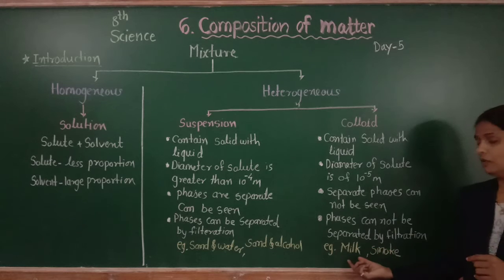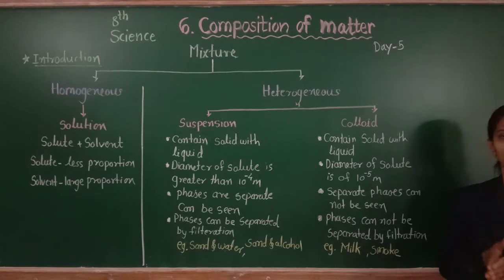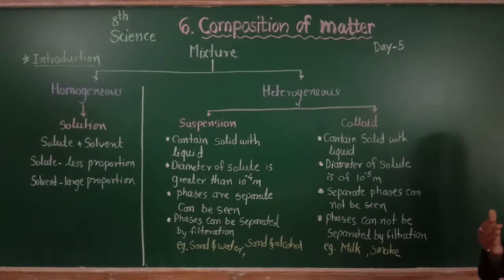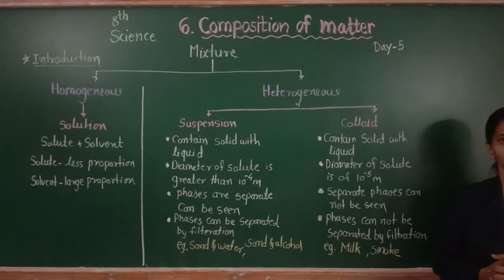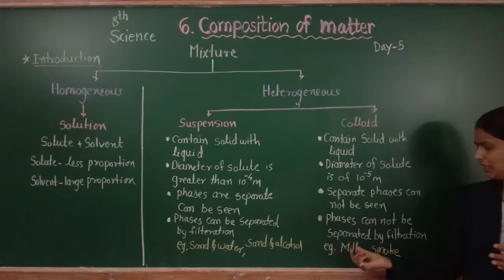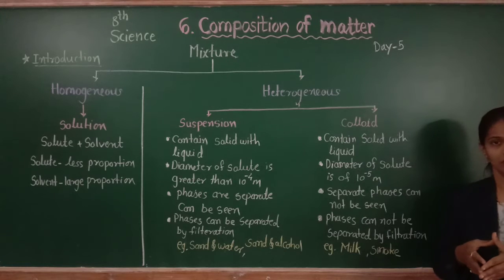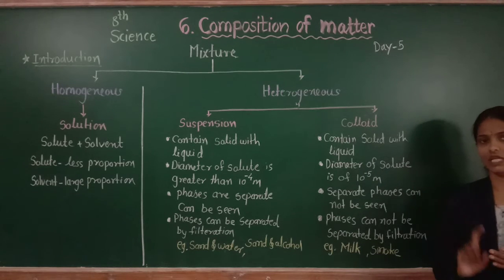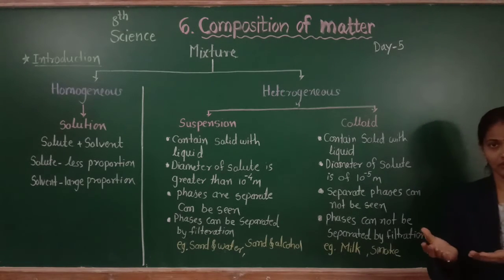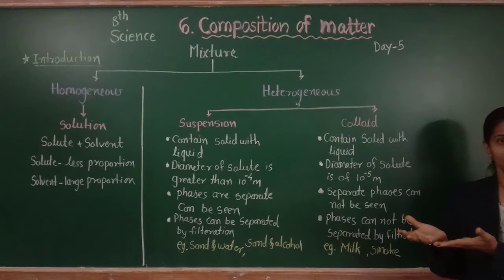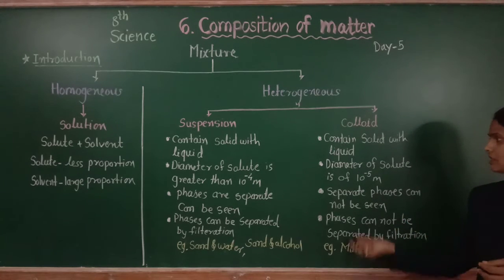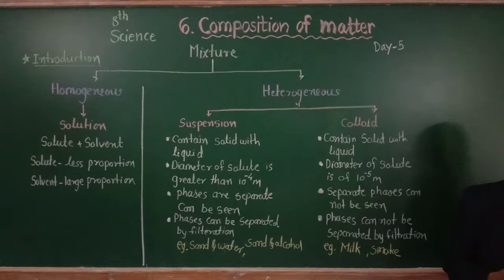For example, milk. We know milk is a heterogeneous mixture because it contains fats, protein, and water. There are different components together in any proportion. That is why it is a mixture. But we cannot see these different phases. We cannot see fat. We cannot see protein. And that is why this is a colloid mixture.